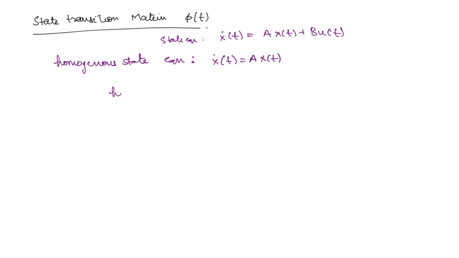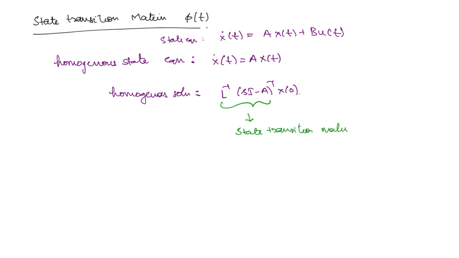Also, what was the homogeneous solution? The homogeneous solution we have seen is the solution only due to the initial conditions. So what was that? L inverse of [sI minus A] inverse x of 0. Now this expression here is called the state transition matrix. You can abbreviate this as STM, and it is represented as phi of t. This will usually be an n by n matrix for n number of state variables.